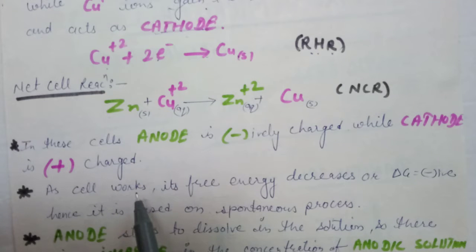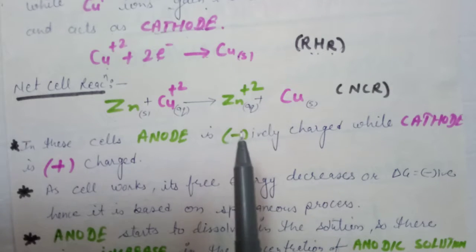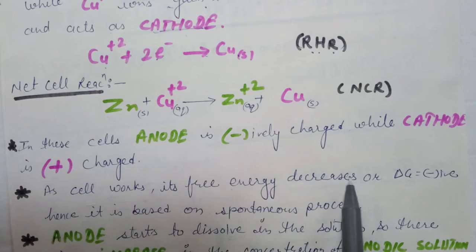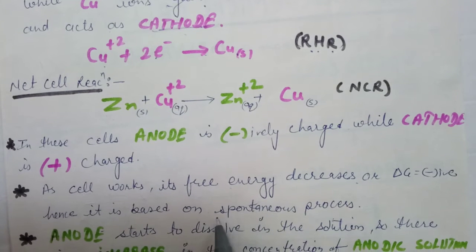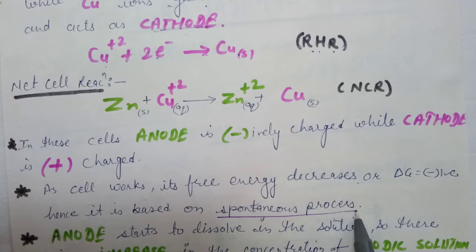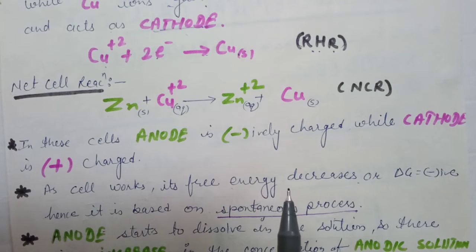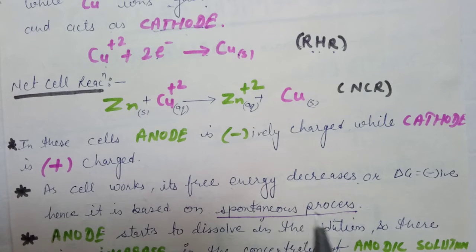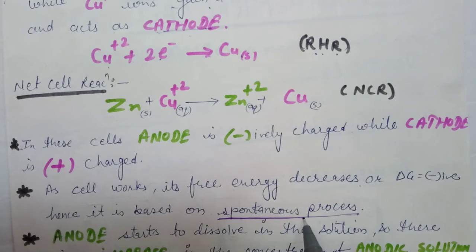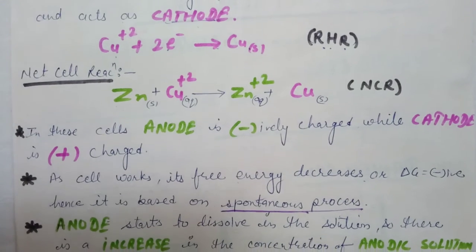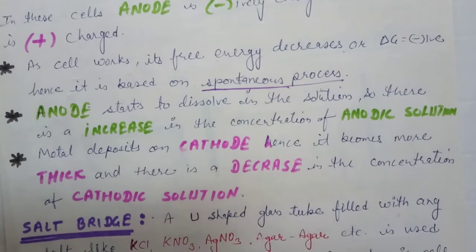As the cell works, its free energy decreases because this cell works by itself, or delta G is negative. So it is based on a spontaneous process, while electrolytic processes are non-spontaneous. Until we flow the current, the electrolytic cell will not work. But here the cell works itself because it is based on a spontaneous process.